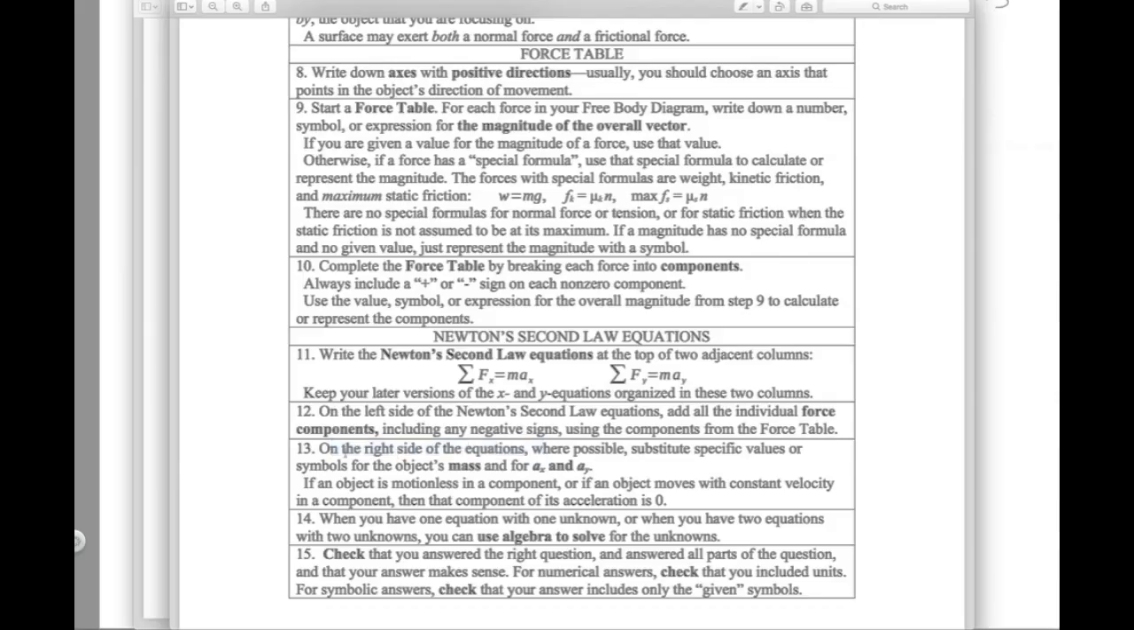So we've completed this step. We substituted in the right side of the equation, substituting values and symbols for mass, for a sub x, and for a sub y. And we used this idea: when an object is motionless in a component, then that component of its acceleration is 0. On this problem, the object was motionless in the y component, and therefore the y component of its acceleration was 0. And we also explained the logic for why that is true.